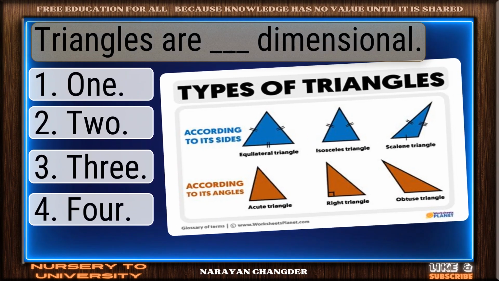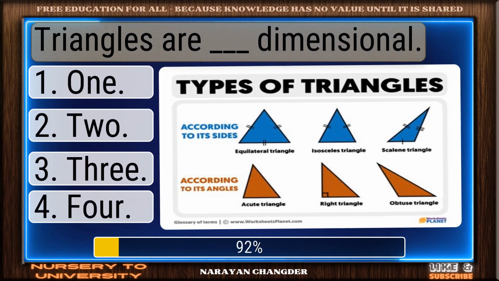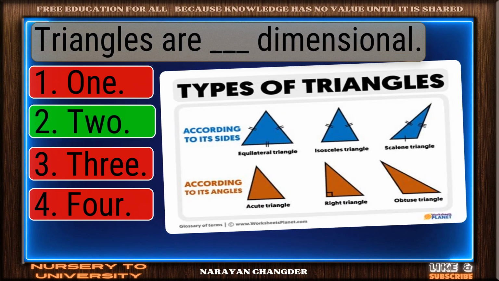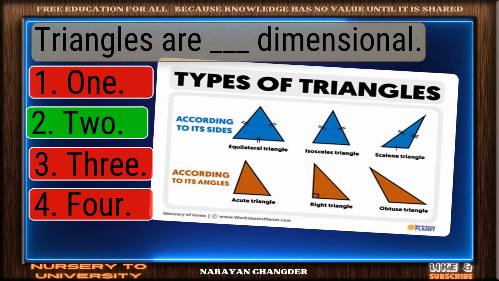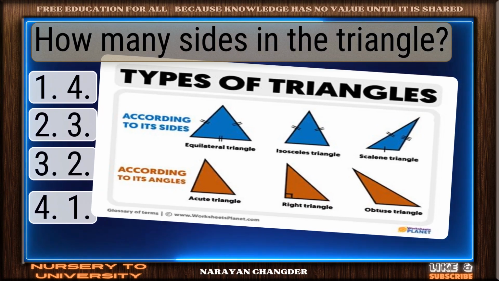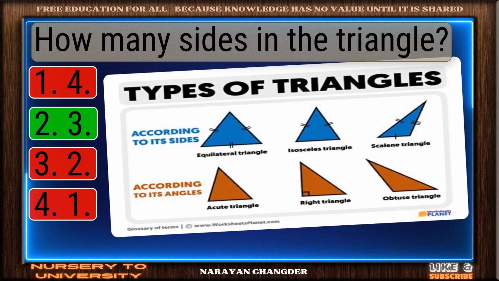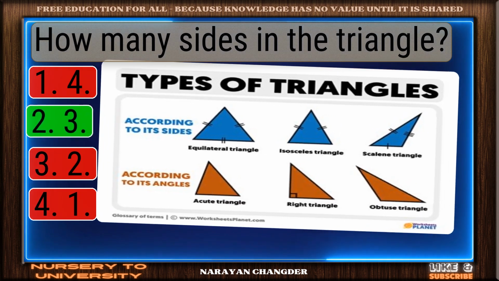Question number 261. Triangles are dash dimensional. Well reasoned. 2 is the correct choice. Question number 262. How many sides in the triangle? Right again. 3 is a valid answer.